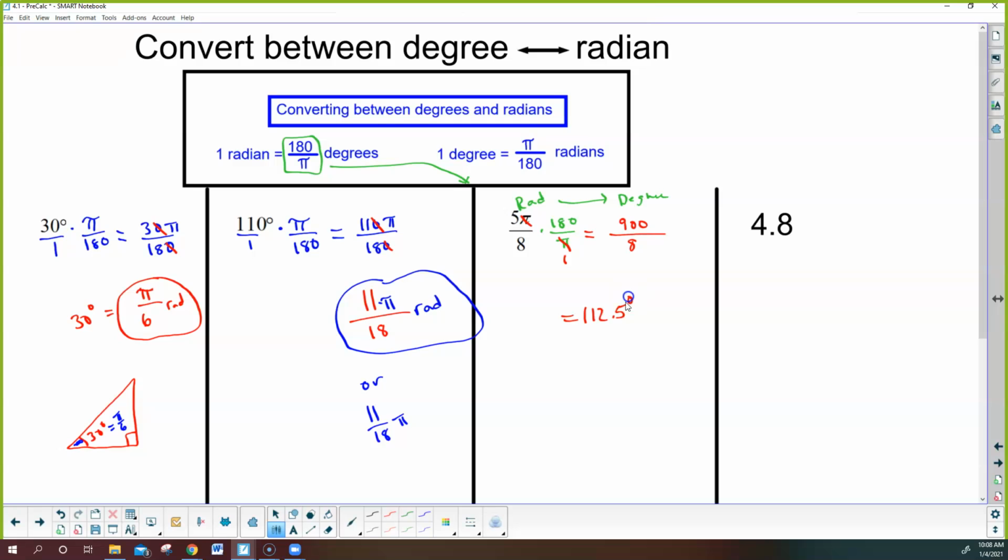I always like to round it to at least a tenth. Sometimes I go 3 decimals. But notice I put the little degree symbol there. So I went from radians to degrees. Technically, 5 pi over 8 is 112.5 degrees.